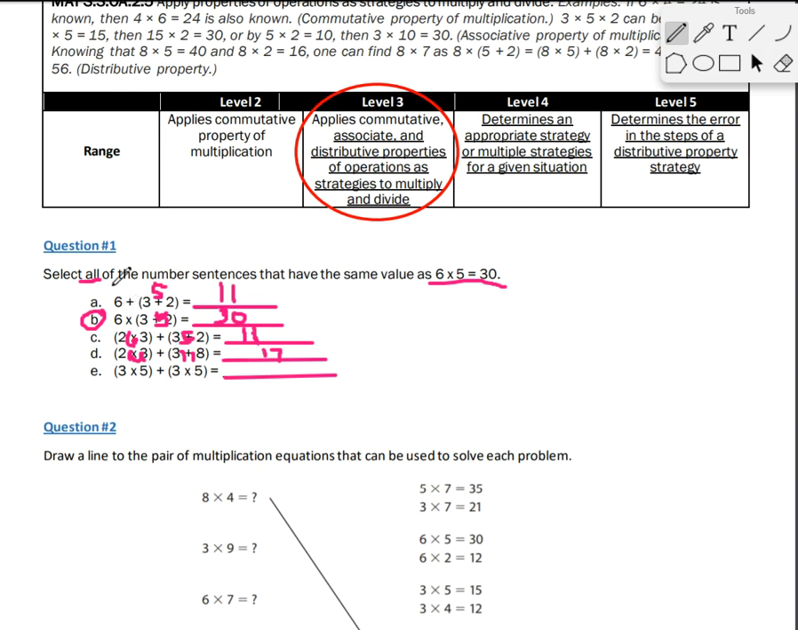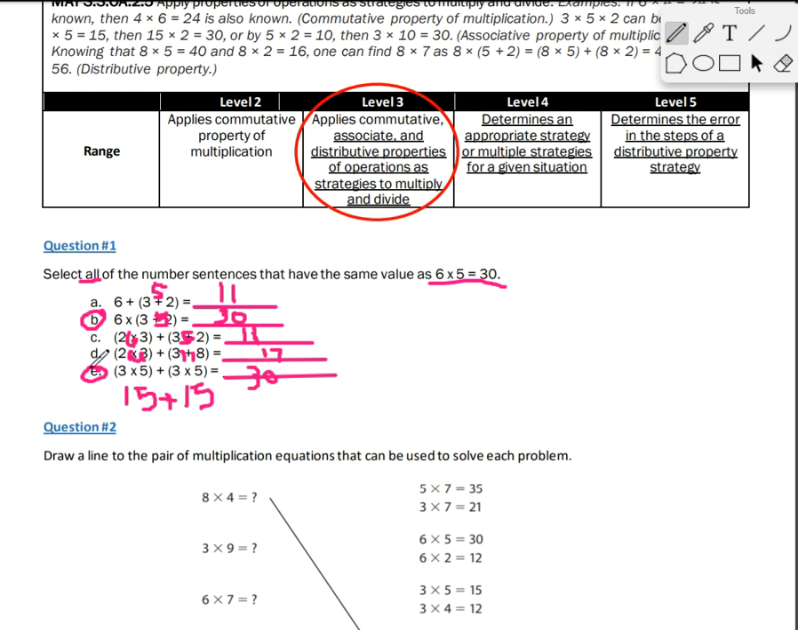All right, this has to be it because it said select all, so we should have 2. All right, 3 times 5 is 15, plus 3 times 5, which is 15. And as we know, 15 plus 15 is 30. So our answers for number 1 were A and E.